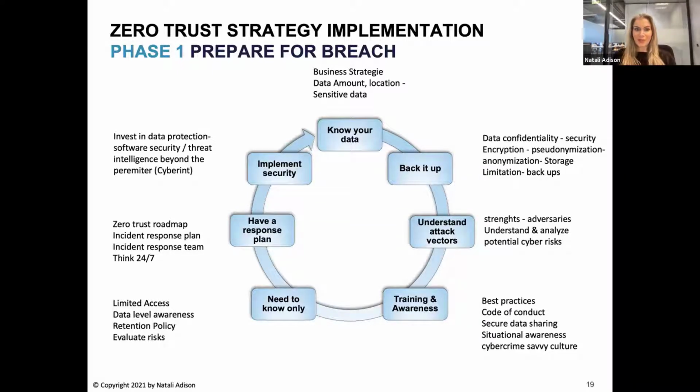Companies need to implement security. They have to invest in data protection, they have to invest in software security, and they have to invest in threat intelligence beyond the perimeter.